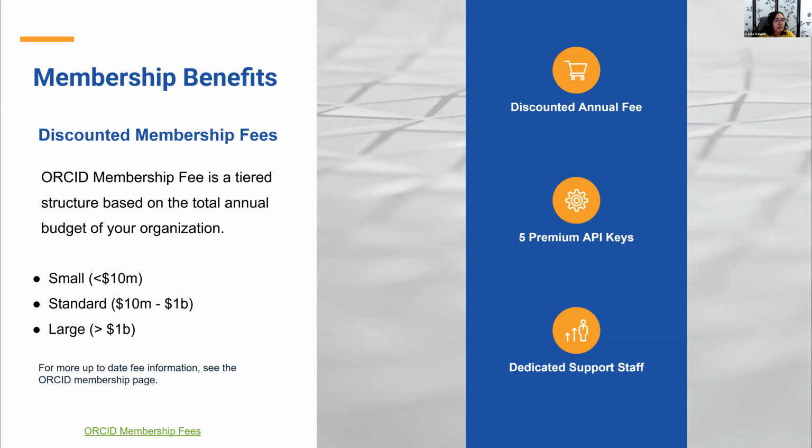Members of the ORCID US community benefit from discounted membership fees when they join with us. These fees are a tiered structure based on the total annual budget of your organization. So for more information, you can see up-to-date fee information on our ORCID membership page. ORCID US community members also benefit from premium membership when they join with us. So a premium membership comes with 5 ORCID API keys. We'll go into more detail about the ORCID API later, but members also benefit from having a dedicated support staff who is on hand to help them with their needs. I introduced us earlier at the beginning of the presentation, but that staff is the 3 of us.